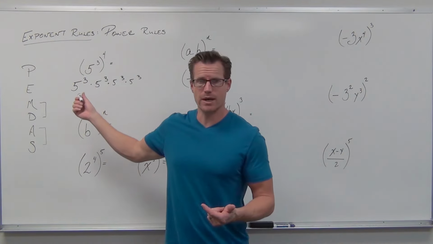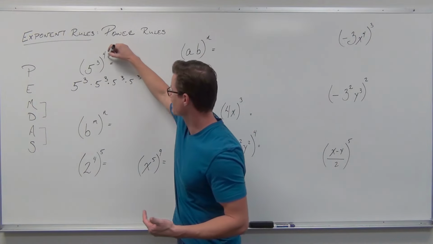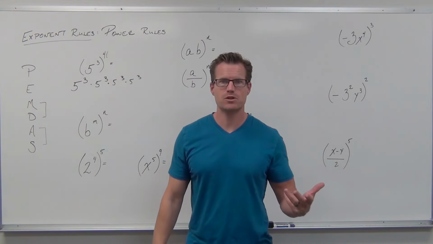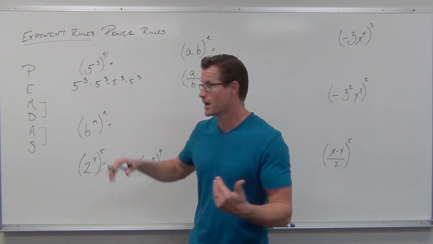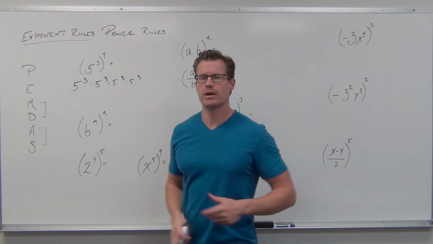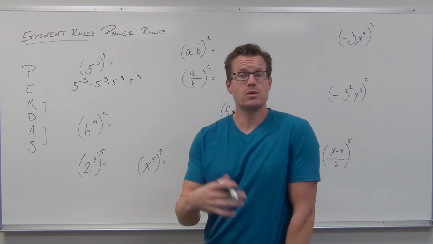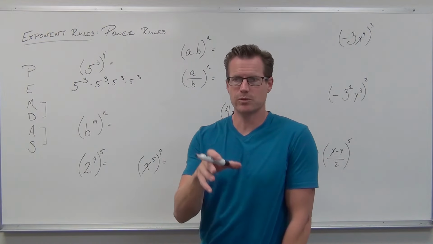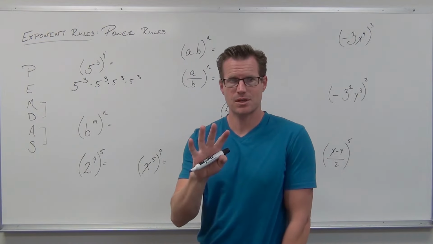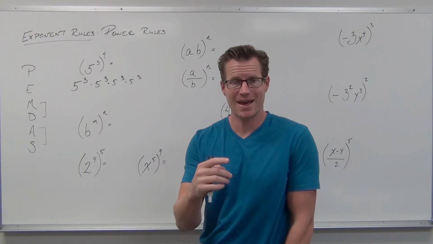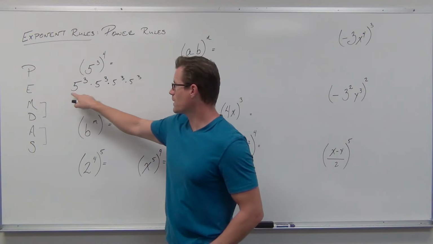That's already annoying to write. I don't want to do that a lot, especially if I have something like 5 to the third to the 41st power. I mean, are you kidding me? I don't want to write that out 41 times. It's crazy. So let's find a better way to approach it. 5 to the third to the fourth power means 5 to the third multiplied by itself 4 times.